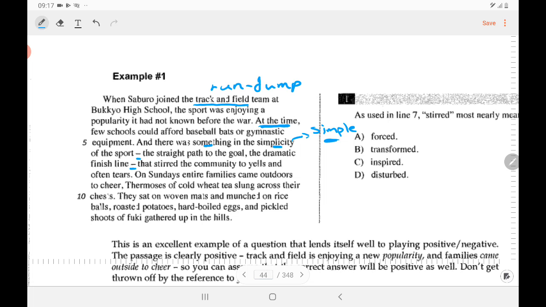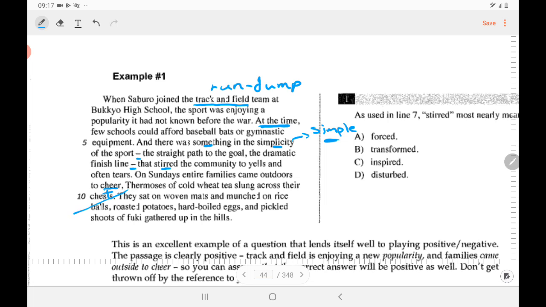These two things stirred the community to yells and often tears, excited the community to screams and shouts, like fans of football. On Sundays, entire families came outdoors to cheer and enjoy their time, with thermoses of cold wheat tea slung across their chests.